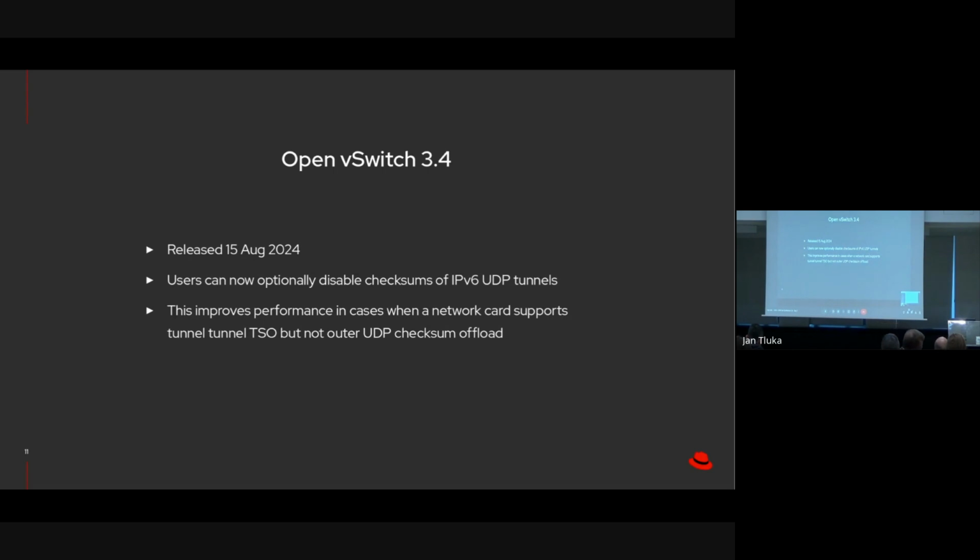Just recently, in August 2024, we released Open vSwitch 3.4. We added the ability to disable checksumming of IPv6 UDP tunnels. This change might not seem related to the rest of the topics in this presentation. However, this is important because not all network cards that support tunnel TSO also support checksumming the outer UDP layer.